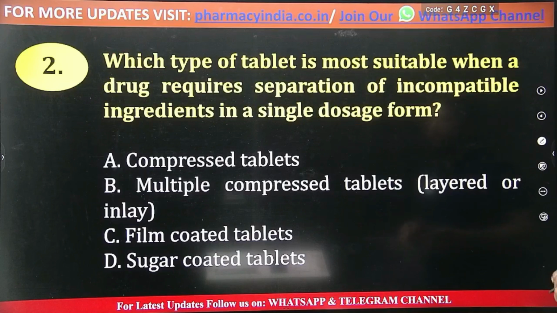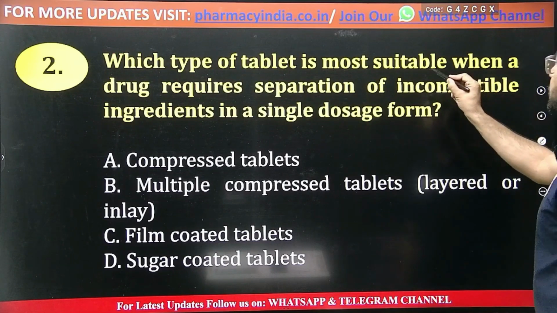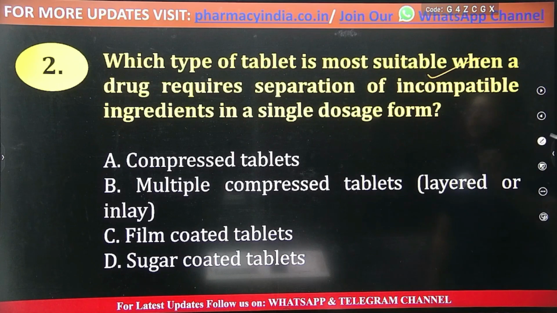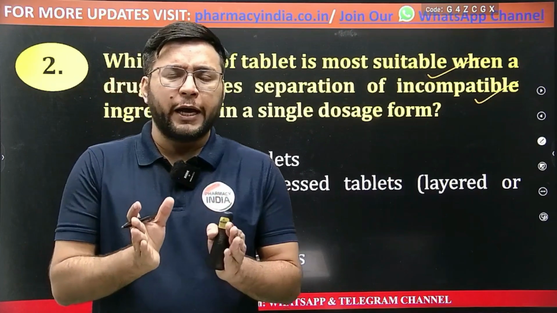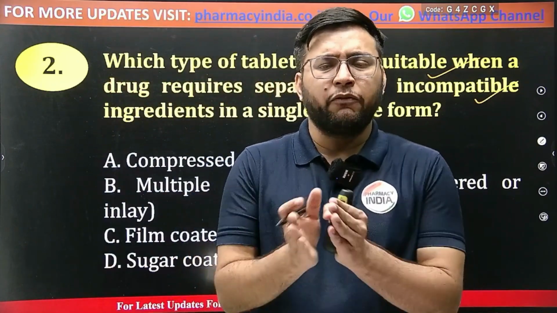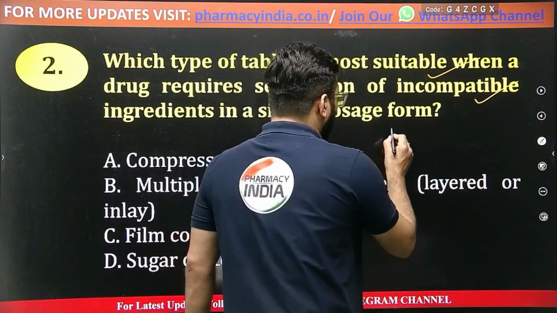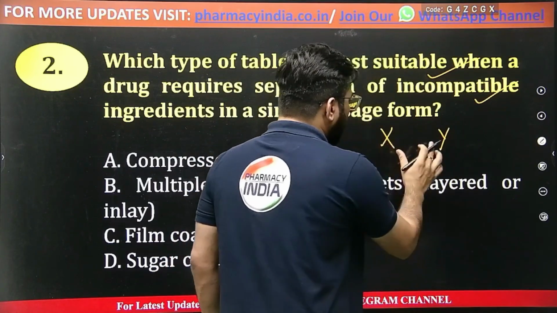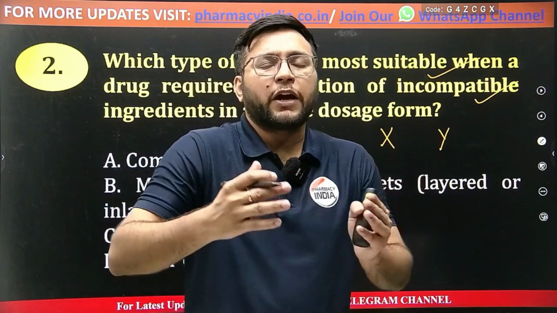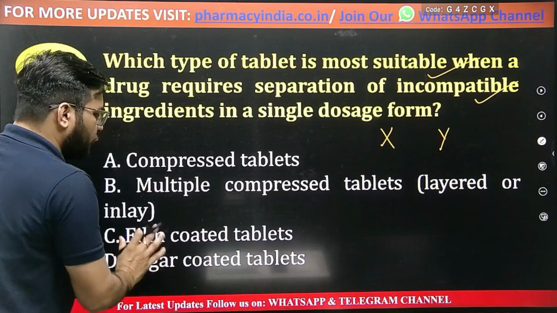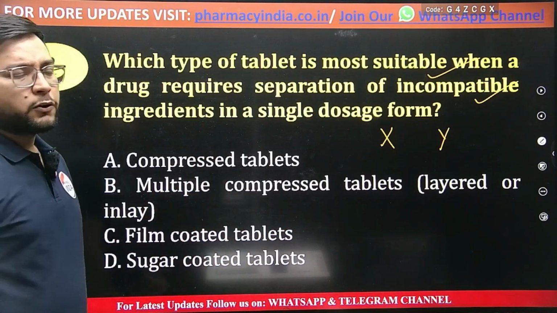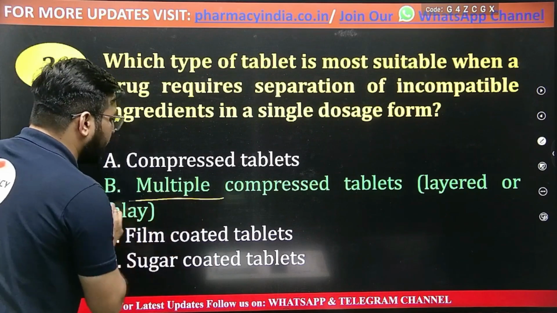Now moving on to the next question: which type of tablet is most suitable when a drug requires separation of incompatible ingredients in a single dosage form? Means which type of tablet will we make when different ingredients are incompatible with each other. Let's suppose we have two ingredients X and Y, and they are incompatible. Which type of tablet should we prefer: compressed tablet, multiple compressed tablet, film coated tablet, or sugar coated tablet? The correct answer is multiple compressed tablet.